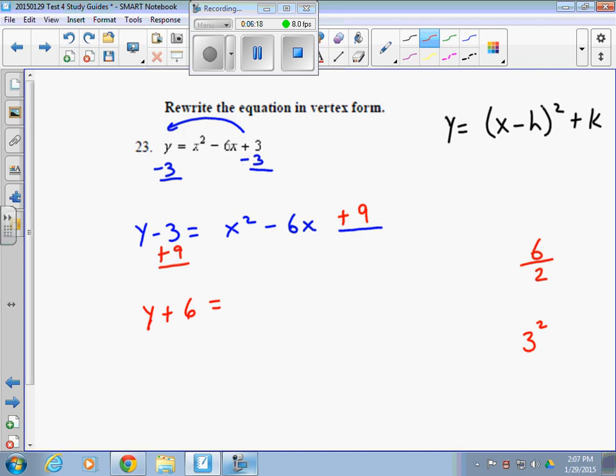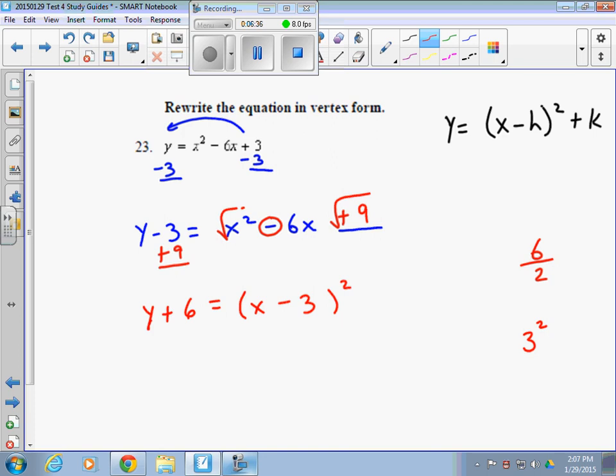Now we want to make a binomial squared out of this. Take the square root of this and we get x. Take the square root of this and we get 3. This is the sign that goes in the middle. So we have almost vertex form.